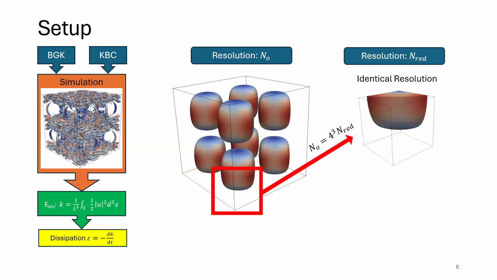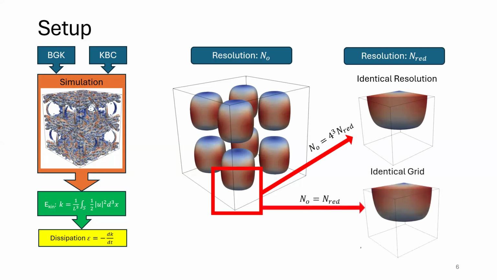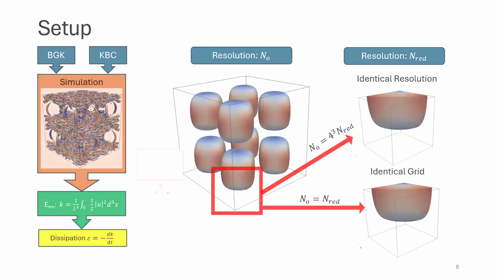After that, in the first case, we are simulating the reduced Taylor-Green vortex with an identical resolution, which means we divide the resolution of the original Taylor-Green vortex by 64, so we should get identical resolutions. And on top of that, we're going to simulate an identical grid. So we just take the fraction of the full Taylor-Green vortex and we put the same grid of the original Taylor-Green vortex in the reduced one.